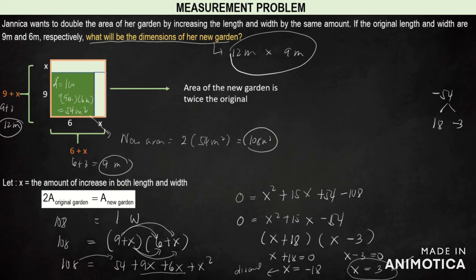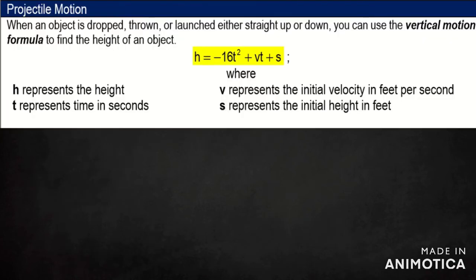Next is projectile motion. When an object is dropped, thrown, or launched either straight up or down, you can use the vertical motion formula to find the height of an object. This formula is h equals negative 16t squared plus vt plus s, where h represents the height, t represents the time in seconds, v represents the initial velocity in feet per second, and s represents the initial height in feet. Let's have here an example.